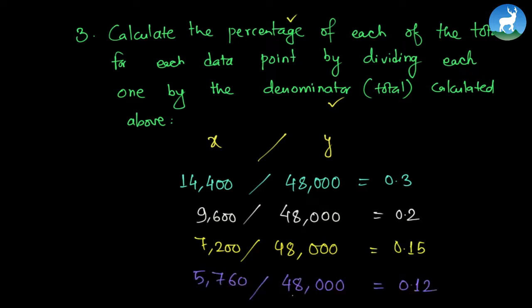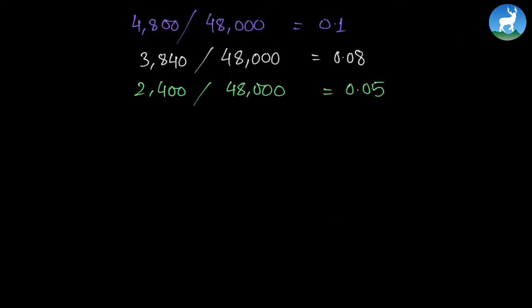5,760 rupees is miscellaneous expenses. Divide that by 48,000. What you get is 0.12. Right. Let's continue this. Finally, we have found out all the percentages. 4,800 and 3,840, and finally 2,400 is also converted into their respective percentages.